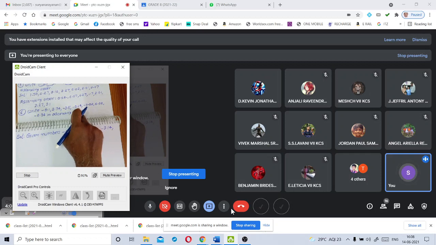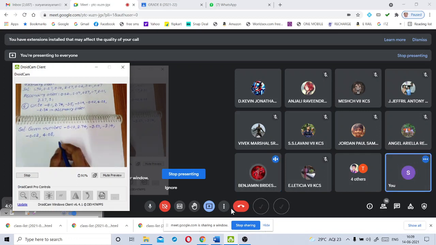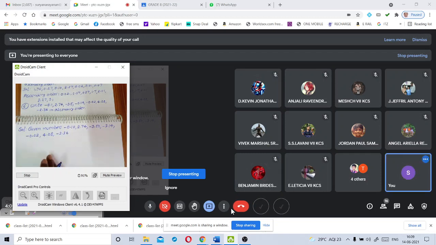Next number, minus 0.02. Next number, 4.08. And next number, minus 2.34. Someone read it as 34. Rectify that mistake, my dear children. Don't read it as 34. Minus 2.34. We arranged these numbers for our convenience by adding 0 at the right end.